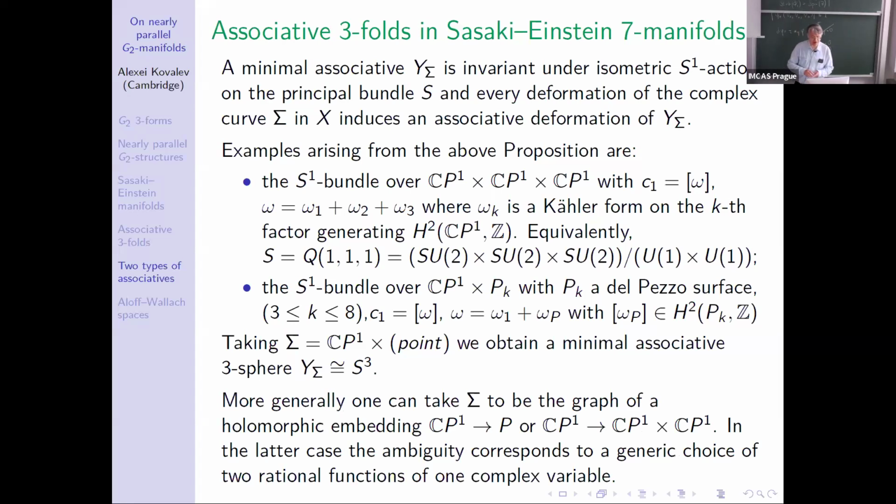A bit more generally, one can replace this sigma with a graph of a holomorphic mapping from CP1 to either del Pezzo or to a product of 2 CP1s. And then the ambiguity of choosing these examples corresponds to a generic choice of 2 rational functions of 1 complex variable. Right, so that's a kind of explicit example of how we can construct minimal submanifolds, associatives, in nearly parallel G2.